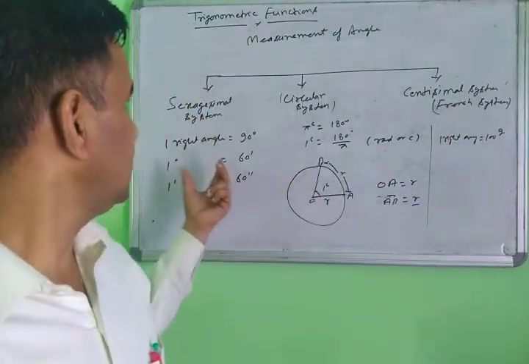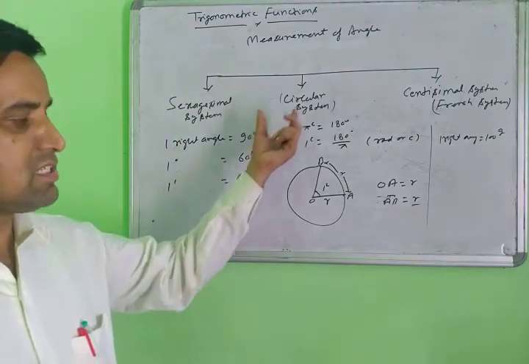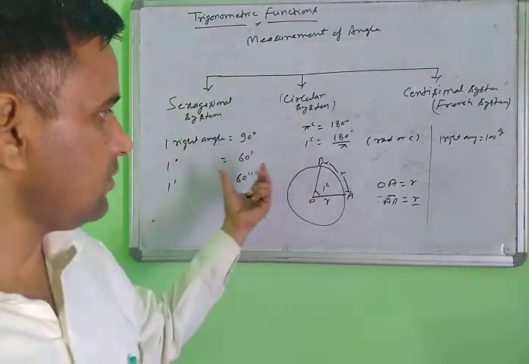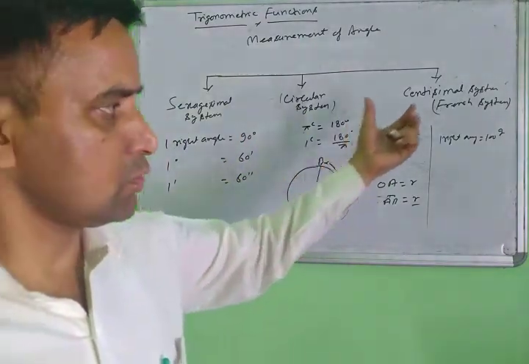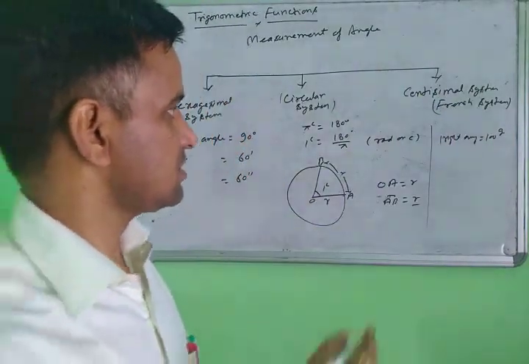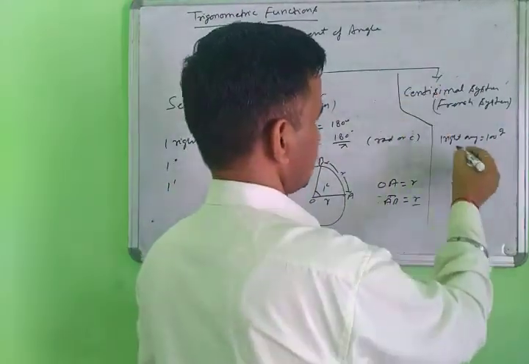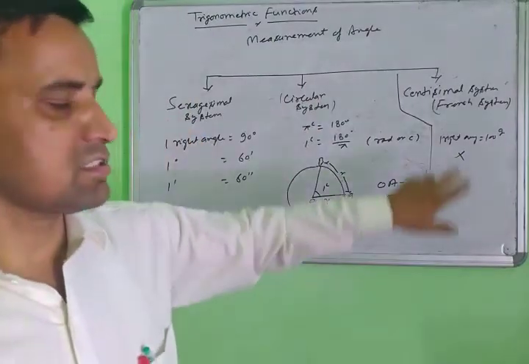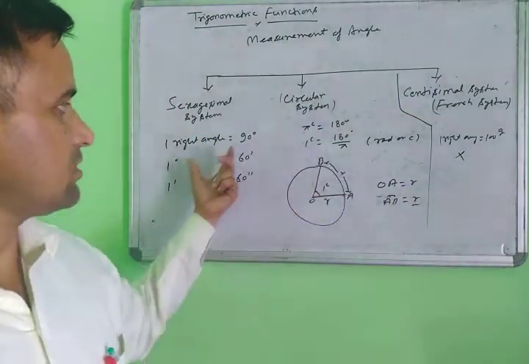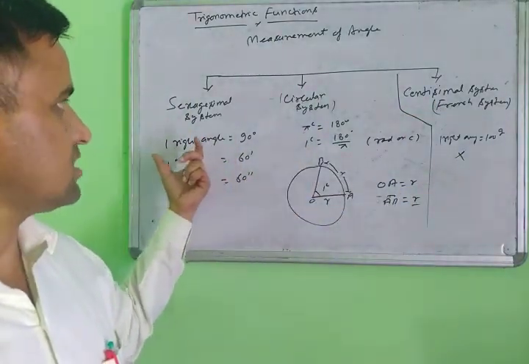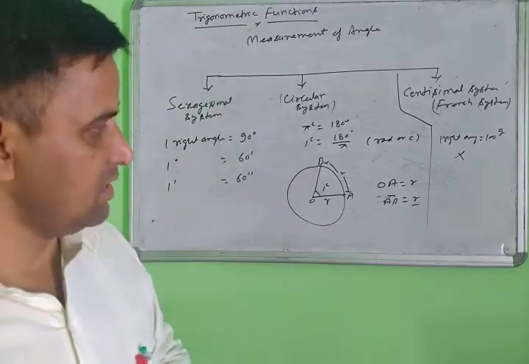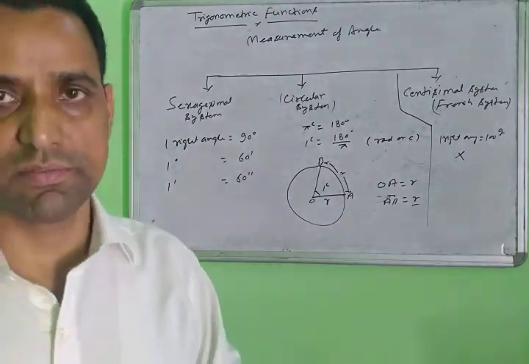We are using only the sexagesimal system and the circular system. So you focus on these two systems. Don't use the other system. This system is not in our syllabus. Only the sexagesimal system and the circular system are in our syllabus. Yes, note down. Then next point.